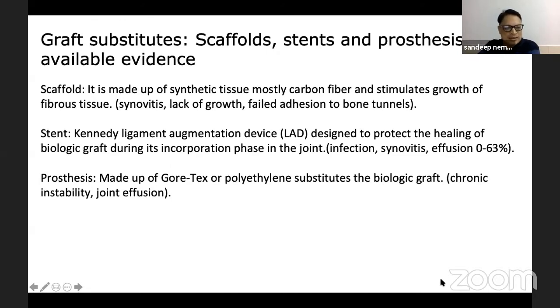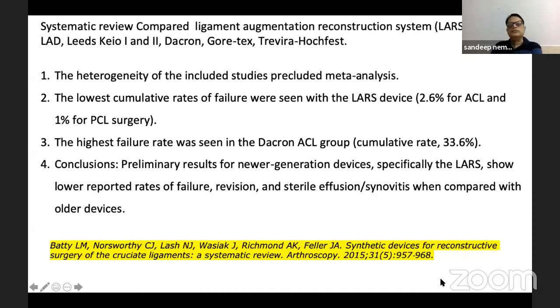What is a stent? The Kennedy ligament augmentation device is the prototype of it, and it is designed to protect the healing of a biologic graft during the incorporation phase in the joint. But again, the problems associated with it are infection, synovitis, and effusion. Then a prosthesis is made up of Gore-Tex or polyethylene substitutes, and the biologic graft. But again, the problems are chronic instability and joint effusion.